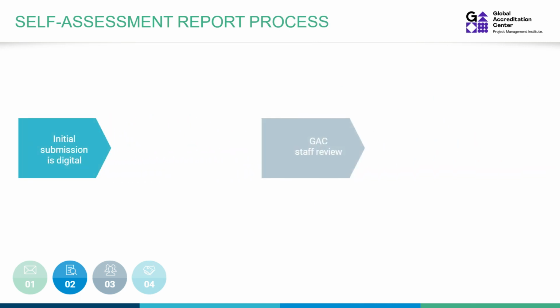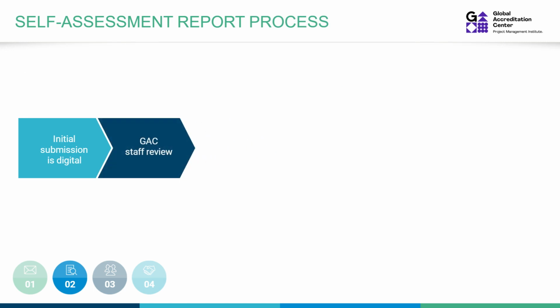The self-assessment process begins with an initial digital submission. GAC staff reviews the submitted self-assessment report documentation, checking that all requested information is provided by the applicant program. As with the letter of intent, GAC staff may require additional clarifying information, and the self-assessment report may need to be resubmitted. Once all questions regarding the self-assessment report have been resolved, the program is advised by GAC staff to submit a paper copy of the self-assessment report.